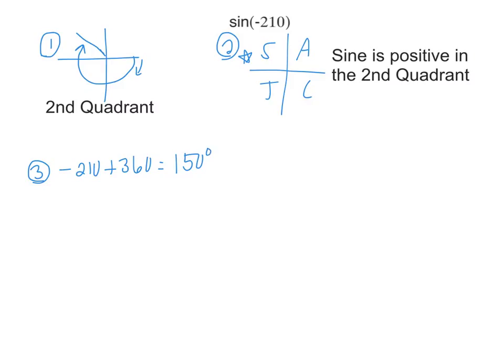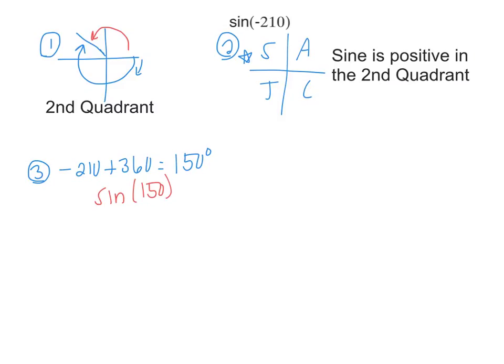So 150 degrees is coterminal, which means that if I'm coming around this way in the positive direction, we're going to end up with the same side for the end of our angle. So from here, we are now thinking of this as the sine of 150. That's your coterminal angle, so sine of 150 degrees is going to be the same answer as sine of negative 210. Then we want to find the reference angle for 150 degrees.